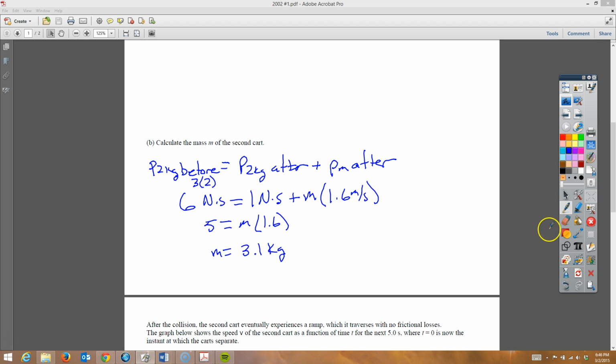So the question is, how many points is that worth? That's actually worth 3 points. You get 1 for the statement that the momentum is conserved, so the momentum before should be equal to the momentum after. You get 1 point for plugging everything in correctly and 1 point for the correct answer.